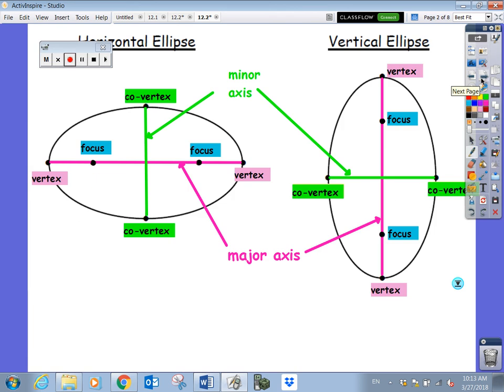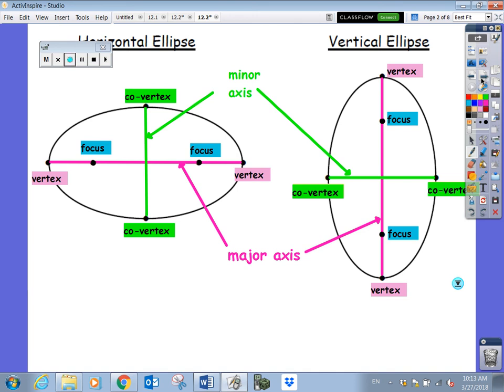This next one just labels everything. Notice the major axis is the longer one. Horizontal. The horizontal is the longer. For vertical, going up and down is the longer. The green is the minor axis. It's the shorter one.